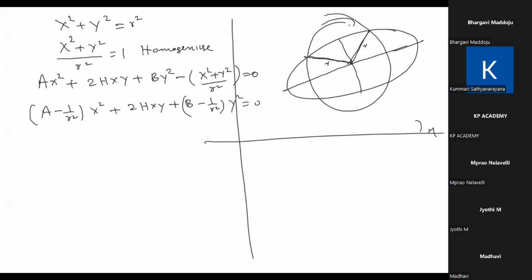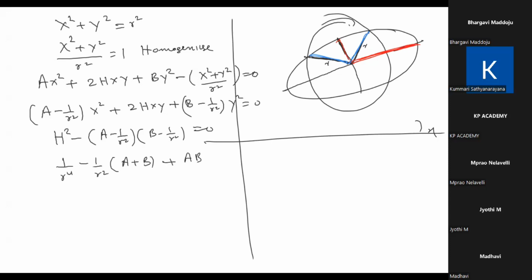If these two r's coincide with the semi-major and semi-minor, then these two lines must coincide. Which lines? These lines, this R along with R. In that case, you know the pair of lines coincide condition is h square minus ab will be 0. So here h square equals A minus 1 by R square into B minus 1 by R square, which gives 1 by R power 4 minus 1 by R square into A plus B, plus AB minus H square, equal to 0.